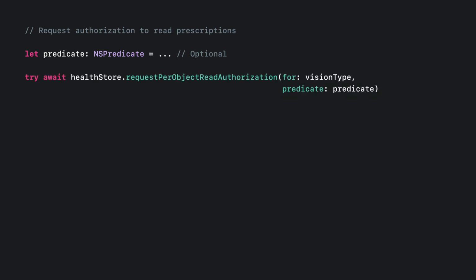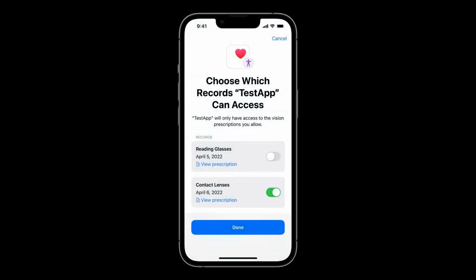To request authorization, simply call the requestPerObjectReadAuthorization method of the health store with the vision type. Doing so will always display an authorization prompt in your app with a list of all the prescriptions that match your predicate. Make sure you're asking for authorization in the appropriate context to ensure the best user experience.